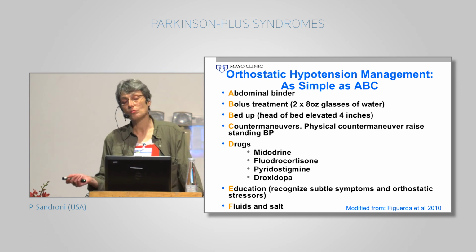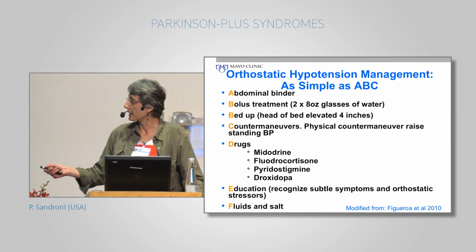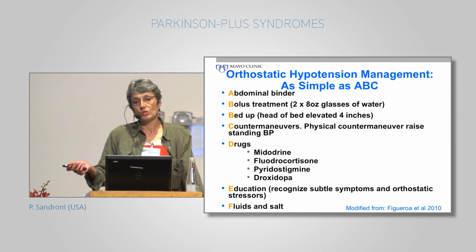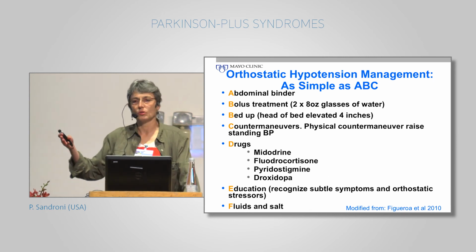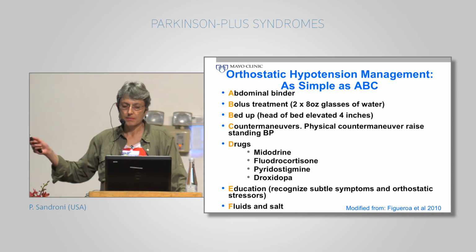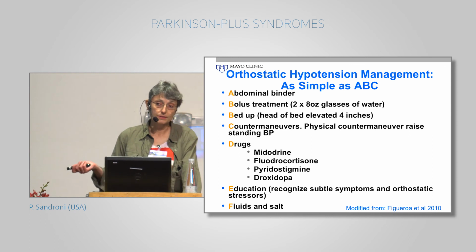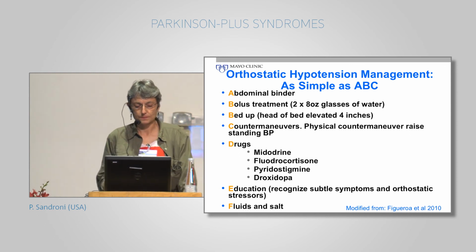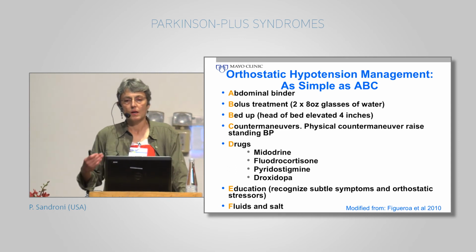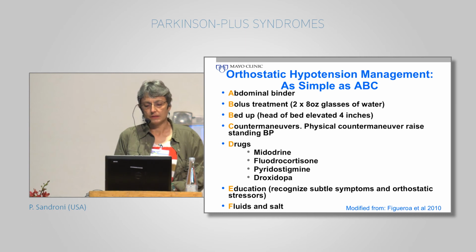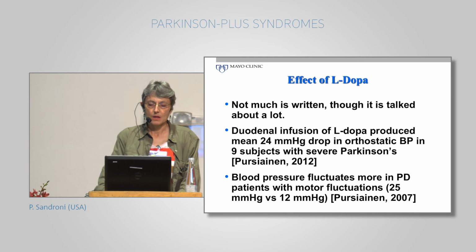Well, we don't have a huge amount of meds. Fludrocortisone, it's a volume expander. Pyridostigmine enhances ganglionic transmission. Not super powerful, good at the beginning, and good as a midodrine or droxidopa sparing agent. And then midodrine and droxidopa are the two most specific and actually the only two FDA approved for orthostatic hypotension. Very important to educate the patient to recognize symptoms of early fainting so they don't crash to the floor, and fluid and salt as mentioned.